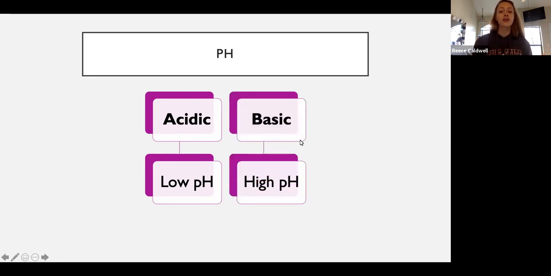Basic is a higher pH, so that means we have less hydrogen ions. So hydrogen ions and pH are inverse of each other. If we have a low pH, that means we have high hydrogen ions. If we have high pH, that means low hydrogen ions. So hydrogen ions are what cause acidity, and a lack of hydrogen ions is what causes basic.